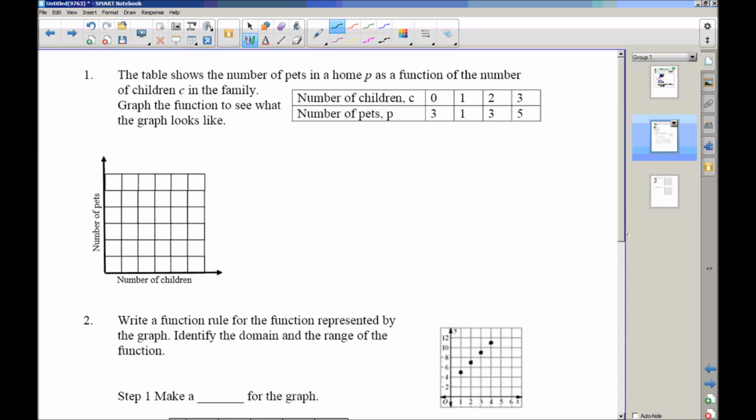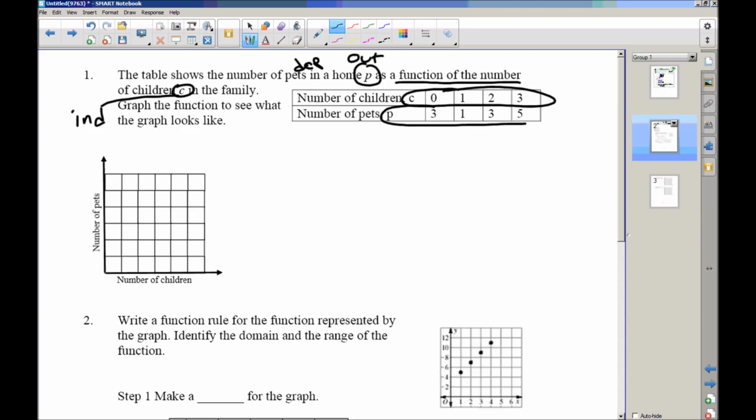Number 1, the table shows the number of pets in a home P as a function of the number of children C in the family. So P is our output, or in this case, it's going to be our dependent variable. Okay? And C is our inputs or our independent variable. Okay? It's always written that way. The dependent variable is a function of the independent variable, or the outputs are a function of the inputs, is a way to think about it. All right, so here's our table. So these are our inputs, or the domain, and these are our outputs, or the range.